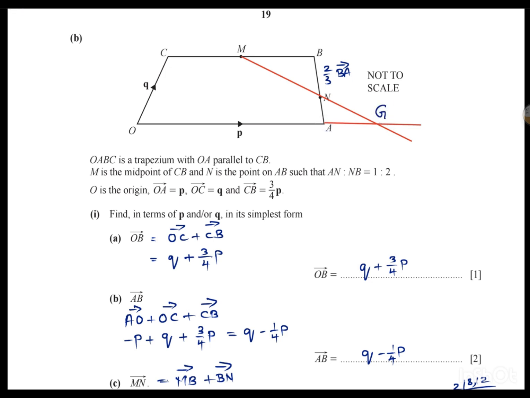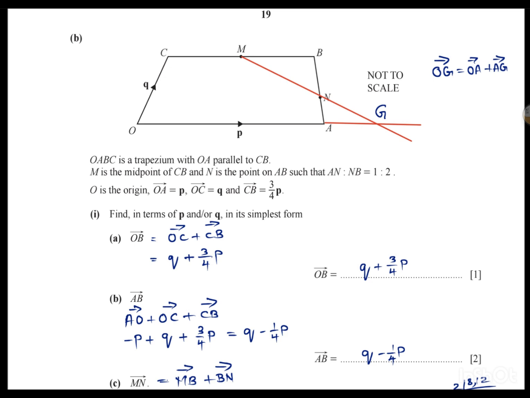Now we have to find out the position vector of G here. To find the position vector of G means we have to find out OG. So OG will be OA plus AG. Now we don't know what AG is. How to find out AG?